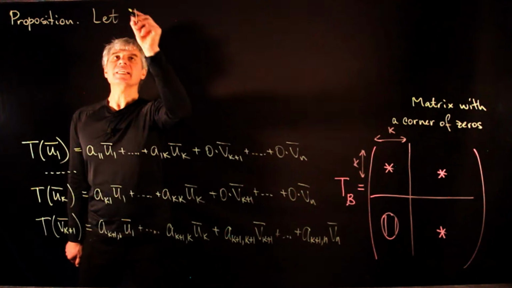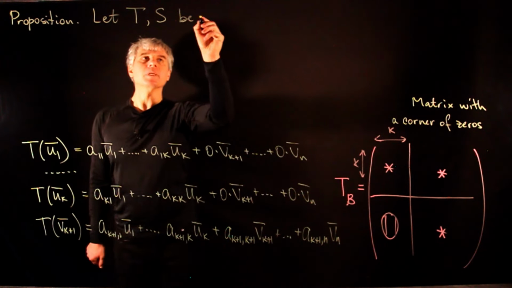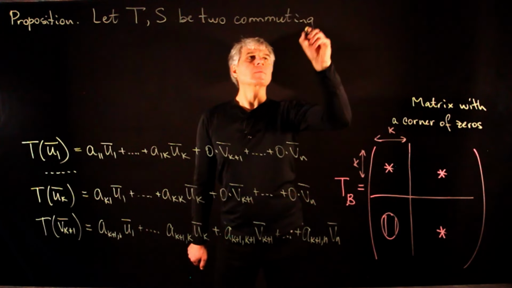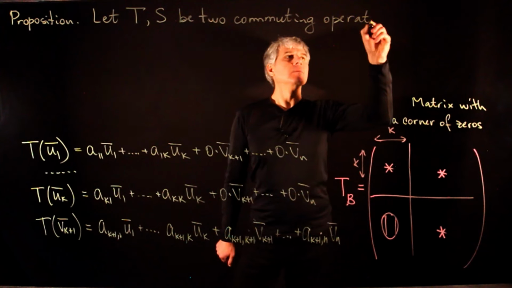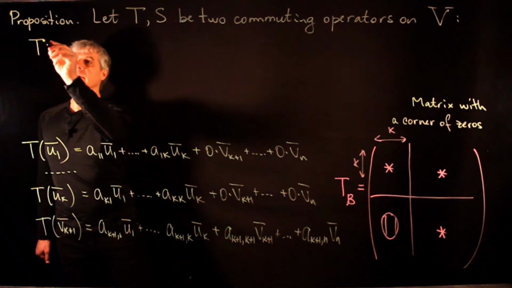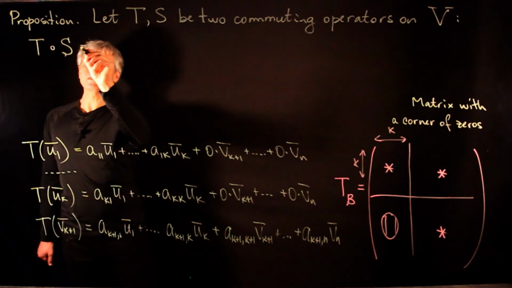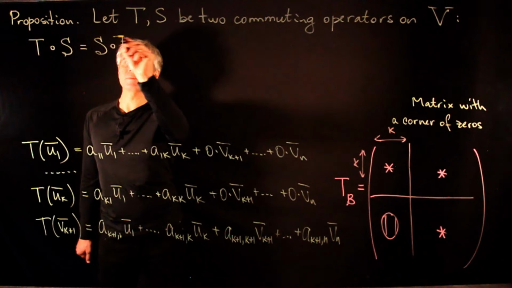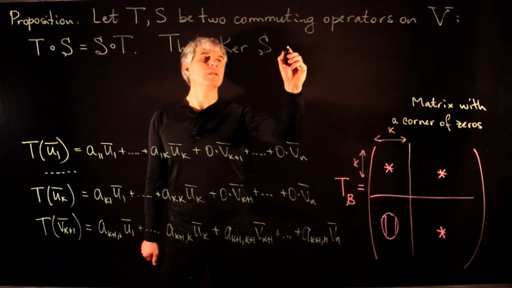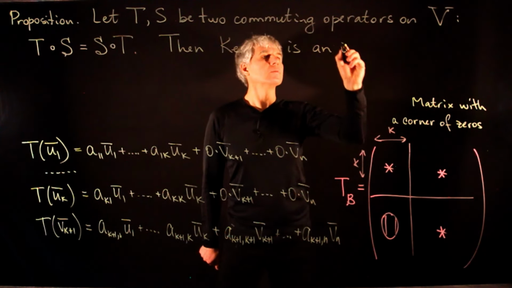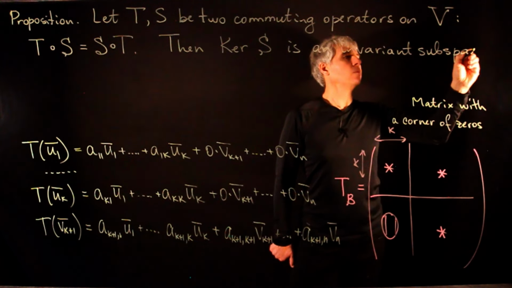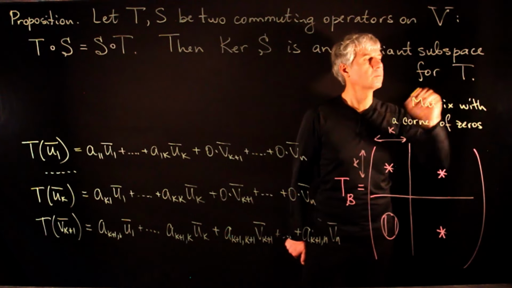Let T and S be two commuting operators on a vector space V. The fact that they are commuting means that the composition of T with S is equal to the composition of S with T. Then the kernel of S is an invariant subspace for operator T. Let's give a proof.